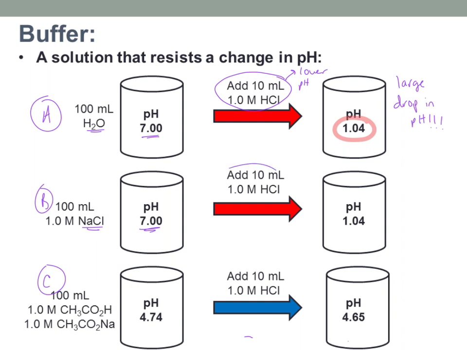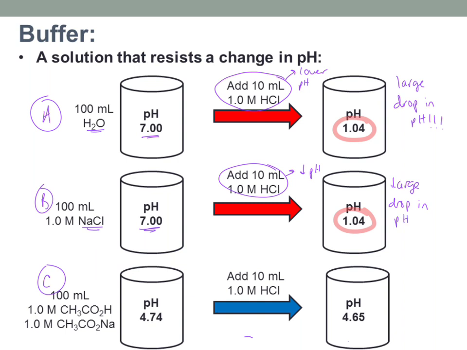Same thing, if I add that same 10 milliliters of a 1 molar acid, I expect the same thing. I expect to see my pH drop. Which in fact we do, right? If you take a look at this, you see the exact same change. You see a very, very large change in pH, so a large drop in pH.